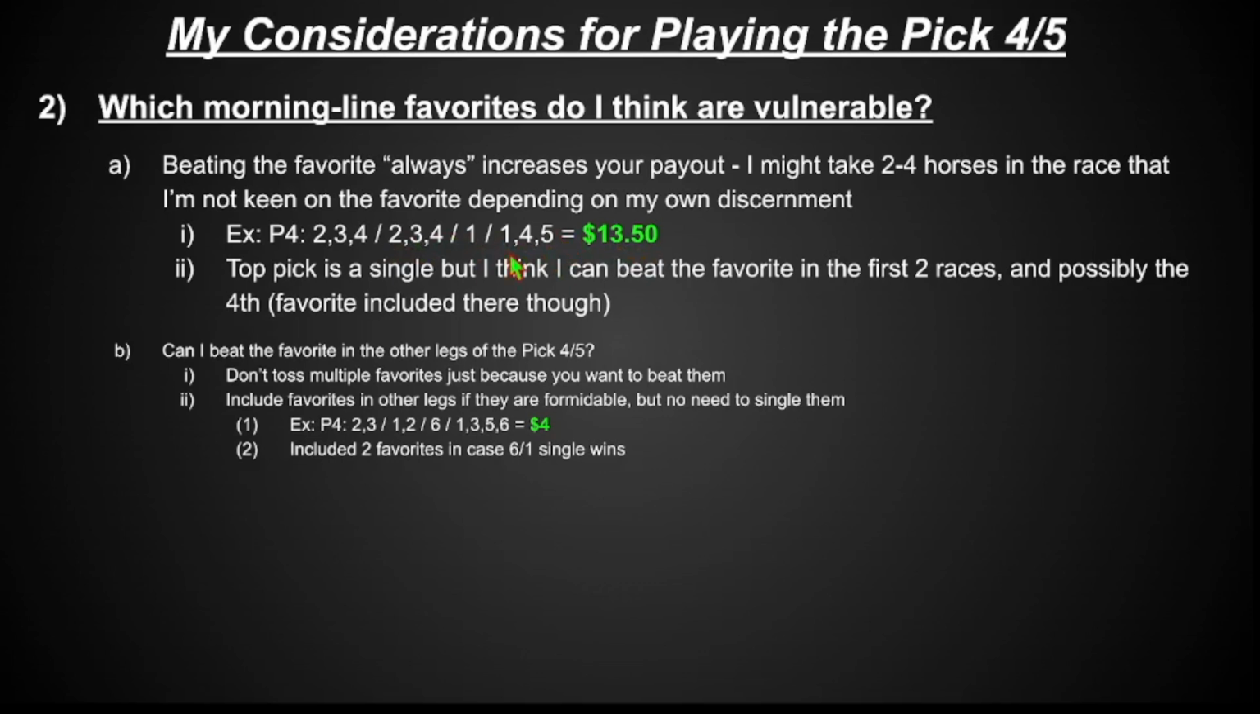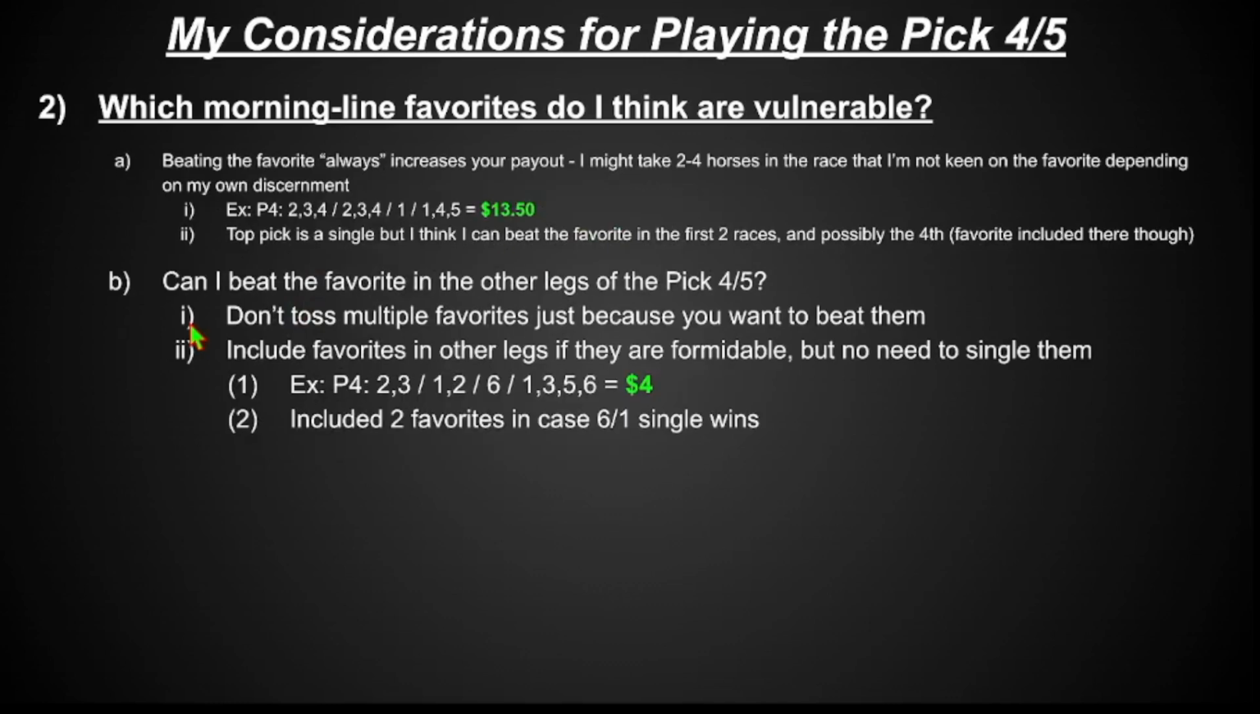Pretty reasonable. Top pick is a single, but I think I can beat the favorite in the first 2 races, 2, 3, 4 with 2, 3, 4, and possibly the fourth. But I'm going to include the favorite in that fourth race. I think it can win, but I also think I might have a chance to beat it with some others. So I'm not going to single the favorite in the fourth race if I don't think it's that strong of a contender. Can I beat the favorite in the other legs of the pick 4 or 5?